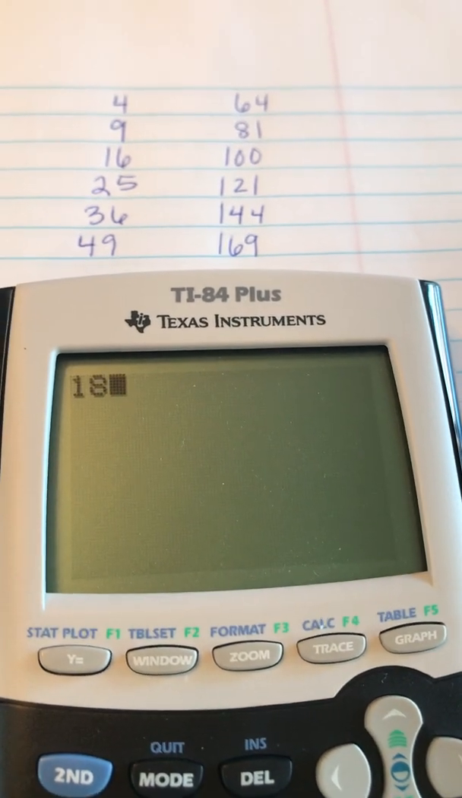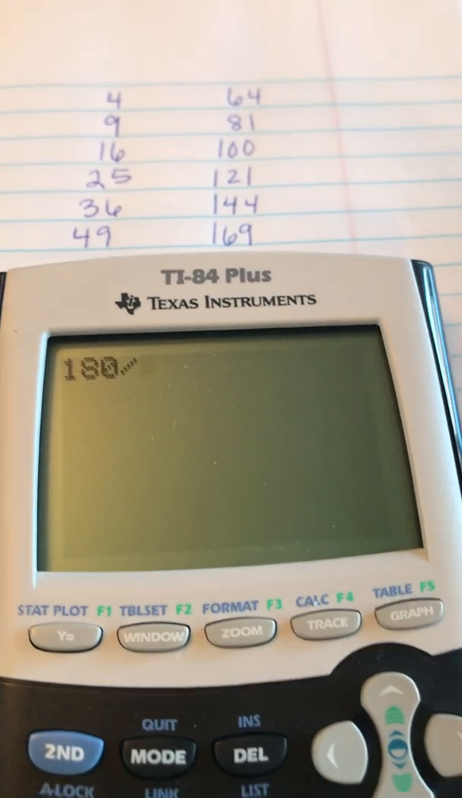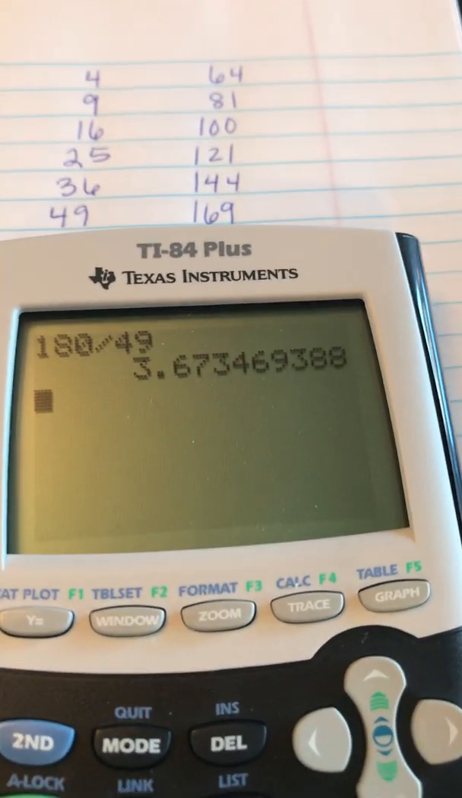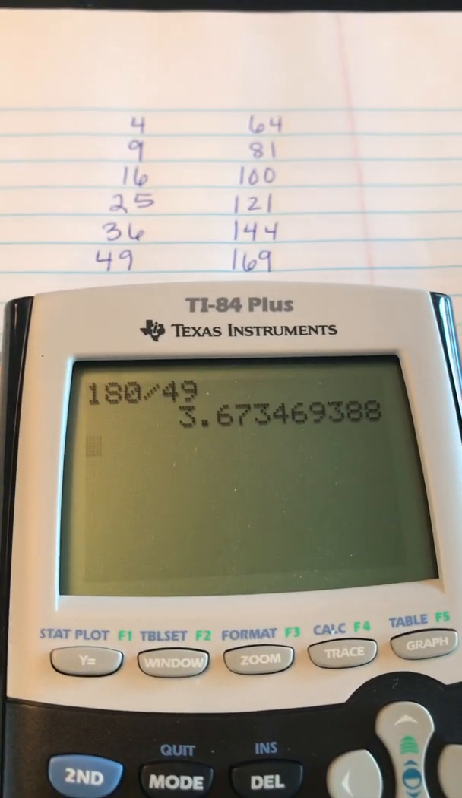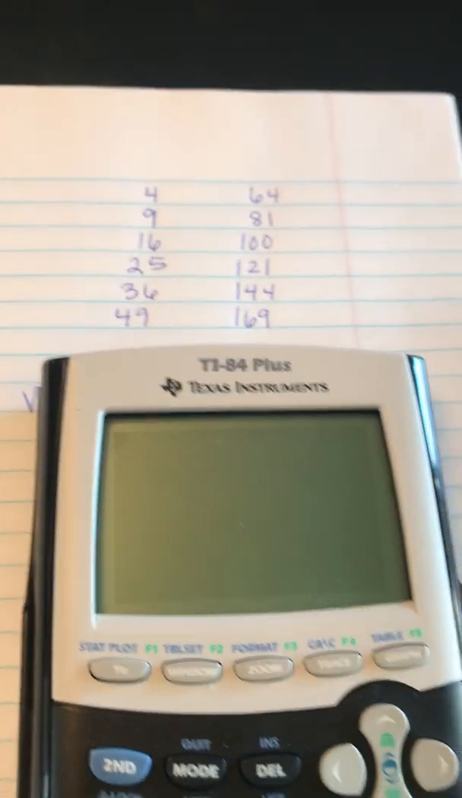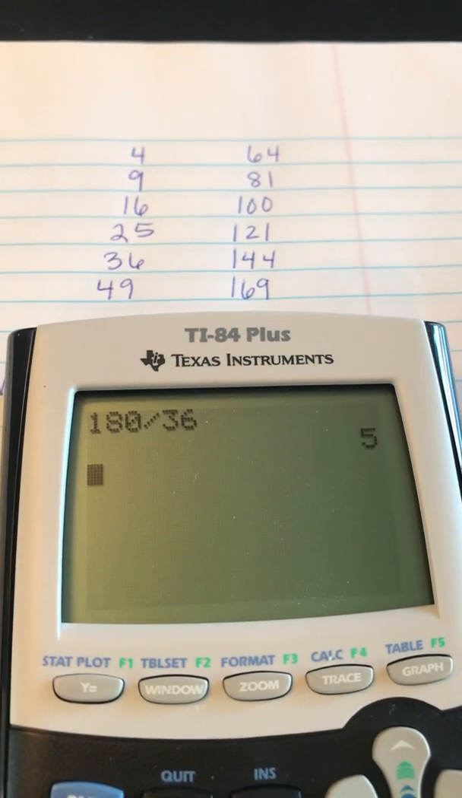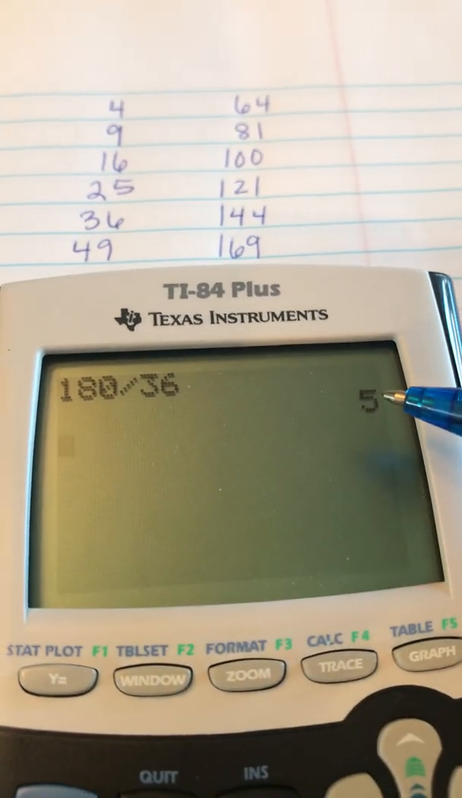So now I'm going to do 180 divided by, let's move down to the 49. I got 3.67, so that one's not going to work either. Let's try 180 divided by 36. That gives me 5, a nice whole number. So that tells me where I need to start here. I'm going to go ahead and say this square root of 180 can be broken down into the square root of 36 times the square root of 5.